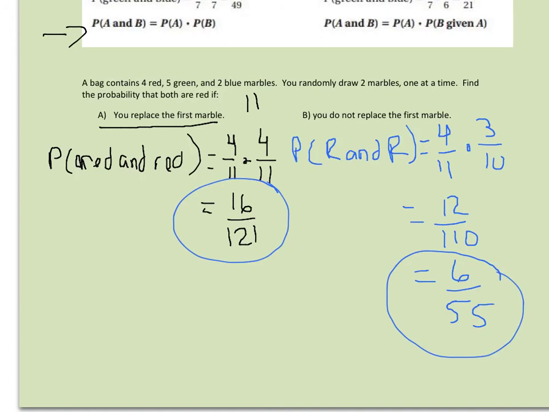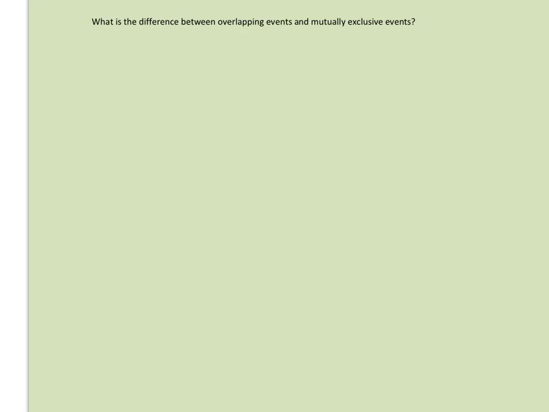So there's the difference between an "and" and an "or." With an "or" we add, and with an "and" we multiply. And you have to remember the difference between mutually exclusive and overlapping, and independent and dependent. Okay? So go ahead, read this question, bring it back tomorrow. See you guys then.